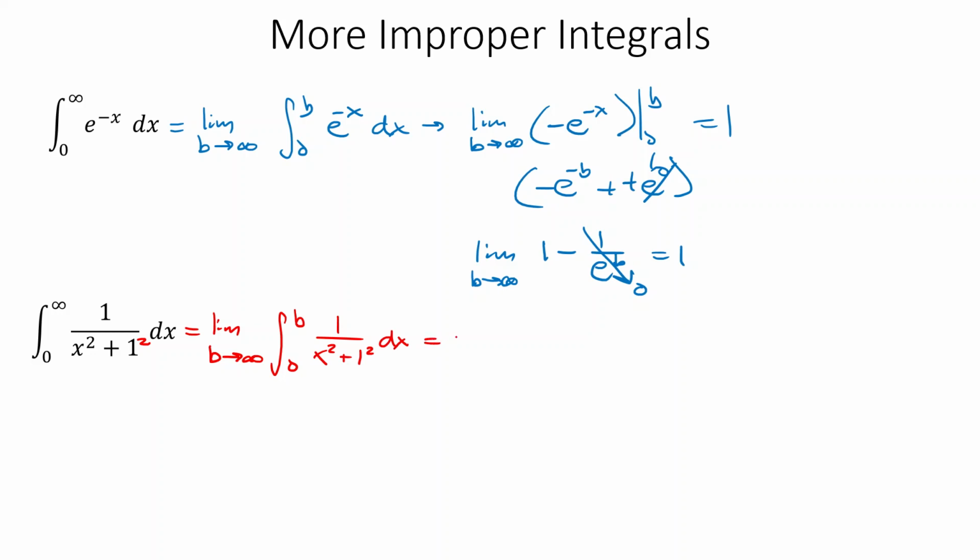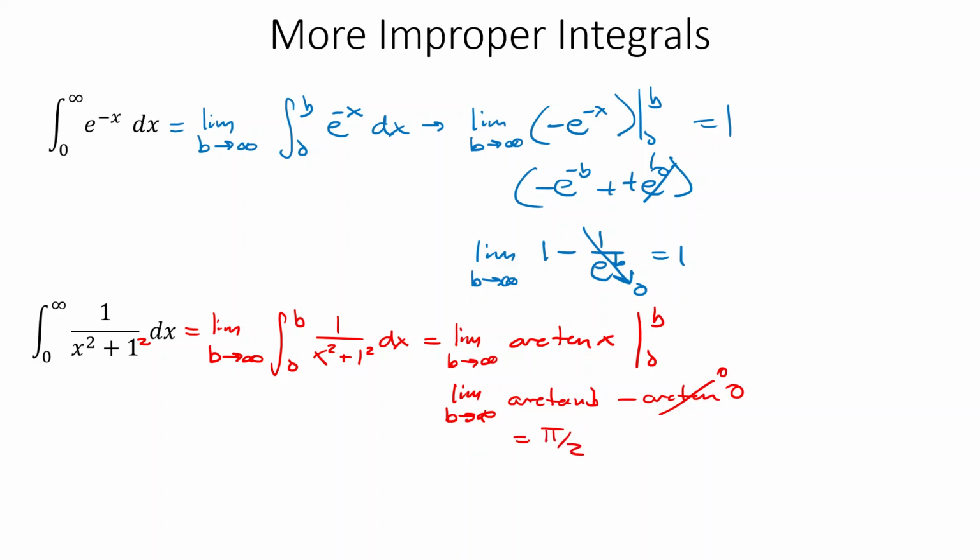All right, so now we can say this is the limit as b goes to infinity of the arctan of x from 0 to b. So we get the arctan of b minus the arctan of 0, which is just 0. So the limit as b goes to infinity of arctan of b. All right, so that limit actually does exist. So tangent goes off to infinity at pi over 2. So we actually end up getting that this is just pi over 2.